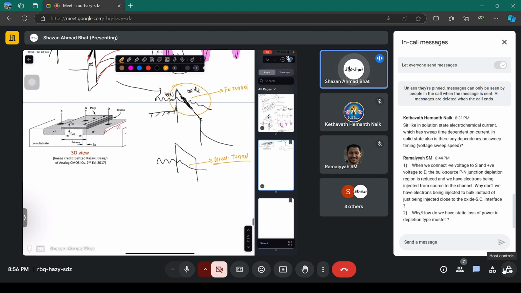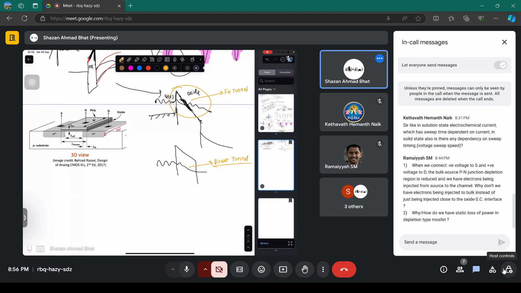What happens in Fowler-Nordheim is the electron tunnels and goes into the conduction band of the oxide. This line here is the conduction band of the oxide. But in direct tunneling, it directly tunnels through and appears on the other side. There are other scenarios, maybe, but those are very specific problems which have some specific quantum mechanical solution.